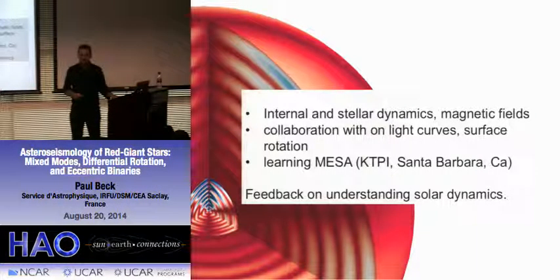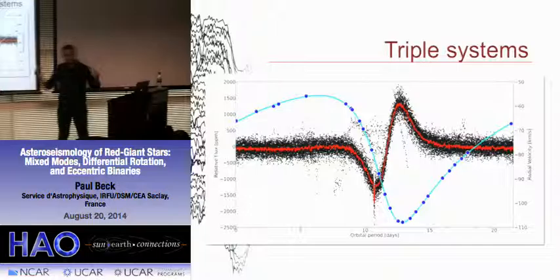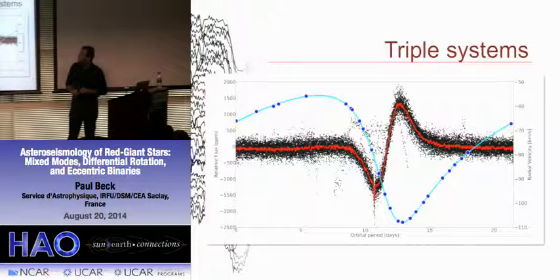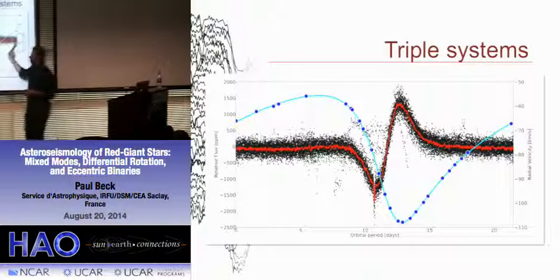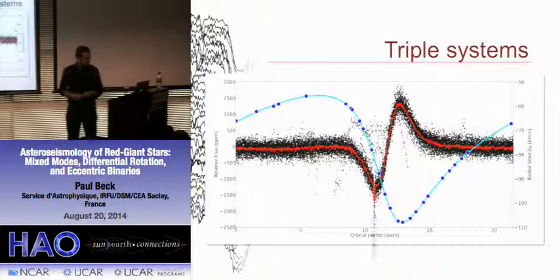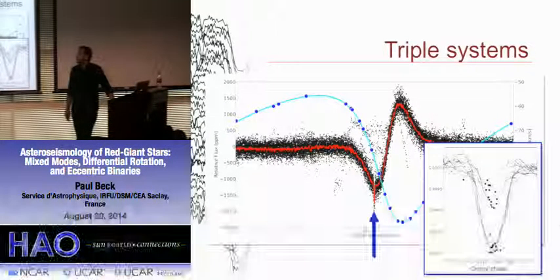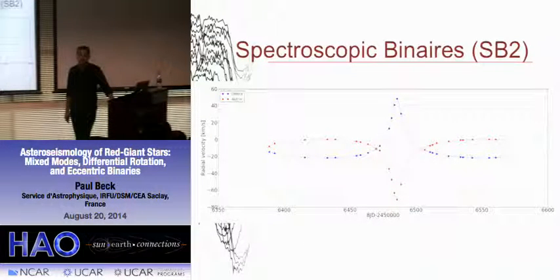Well, we have a long way until we understand it, and that's why I'm also working on other case studies, like picking out interesting cases from my sample and new targets which we identified. In this case, we have a binary with an eclipse, which is actually a triple system, which will be very interesting to analyze. And huge potential comes from double-line spectroscopic binaries, where we get information on both components from spectroscopy, and if we are lucky, even from seismology.